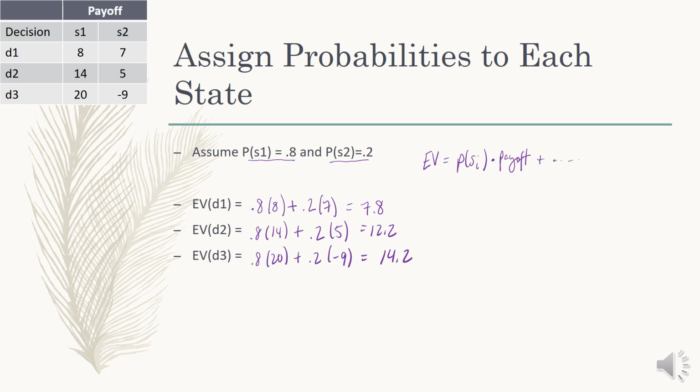So if you know these probabilities, then you can figure out the expected value and say, well, the expected value of D3 is 14.2, and that's the largest. So here the solution is to build the large complex. If you know the probabilities, of course you have to know the probabilities in order to do this.